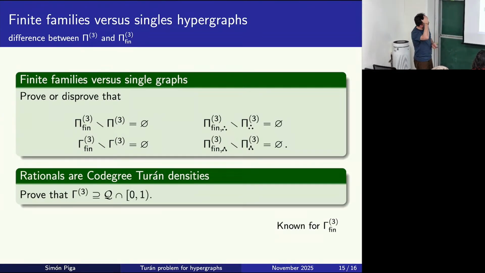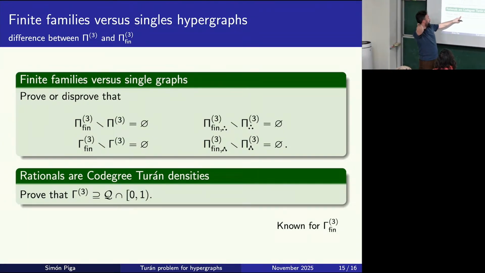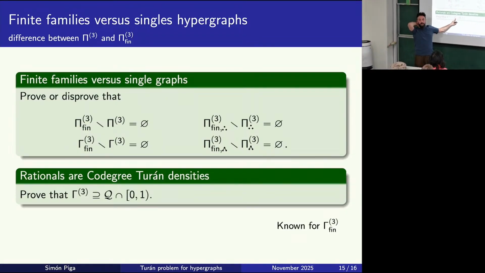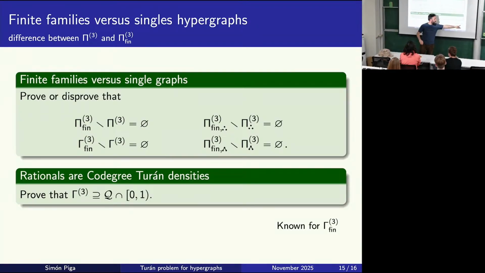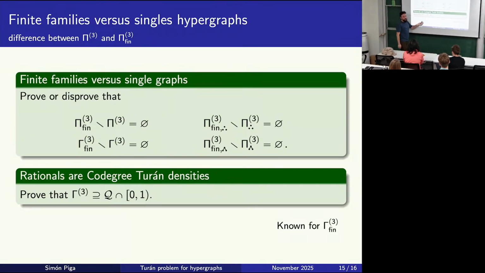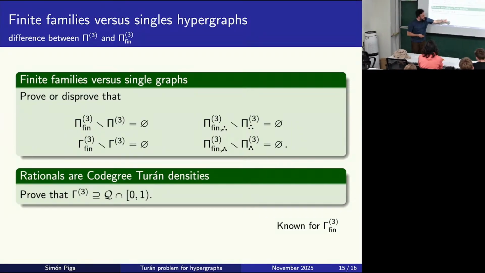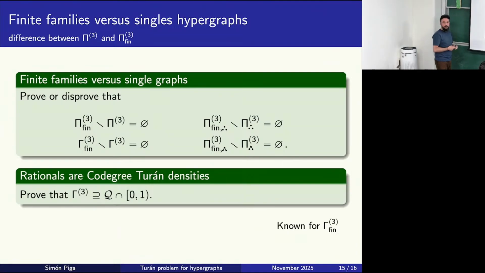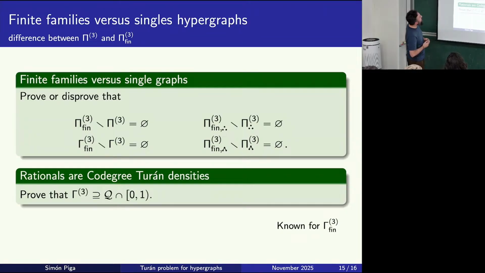And a different question, which is also related to this, would be whether the Turán density for 3-uniform codegree generalizes the result that says all the rationals are Turán densities. It's known for finite families, but it's not known for single hypergraphs. We know that doing this is much more work, so I would be very curious not only whether it's true or not, but also how to prove it. It would be a big important step in that direction.